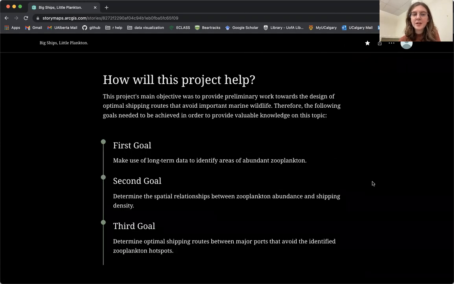How will this project help? My main objective was to provide some preliminary work towards the design of optimal shipping routes that avoid important marine wildlife. And so zooplankton was just my species of choice.